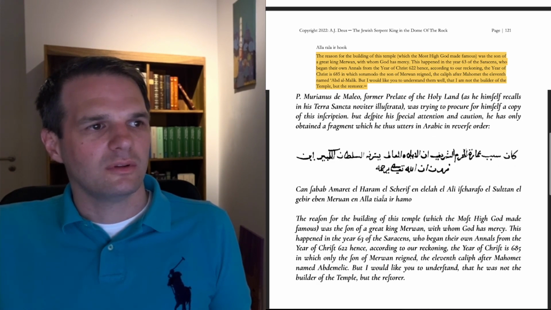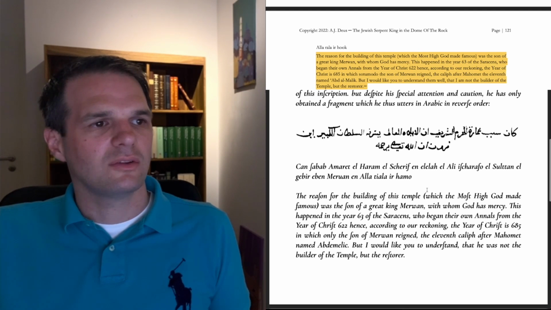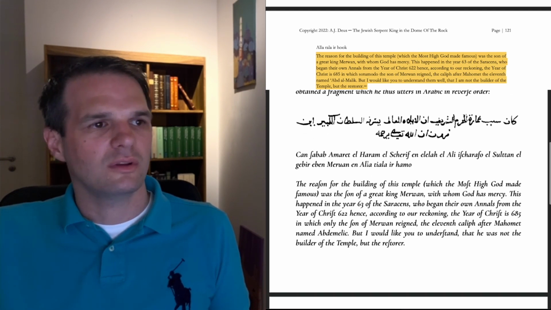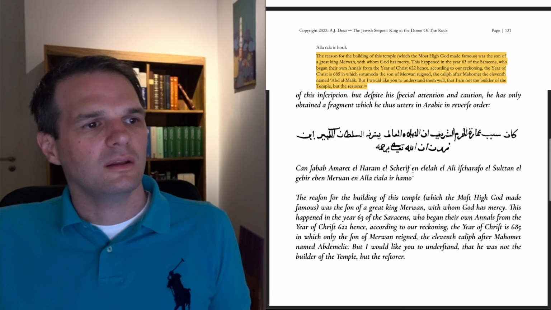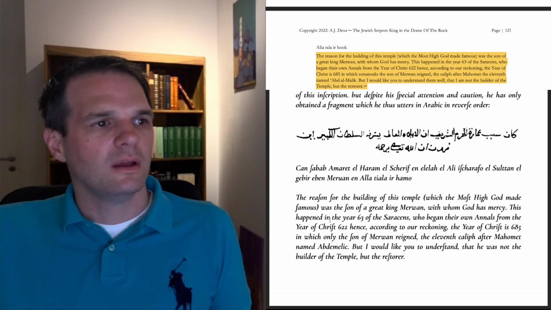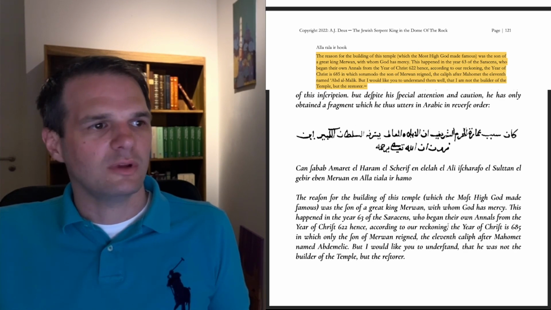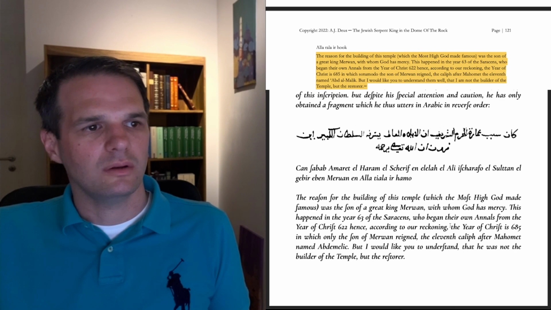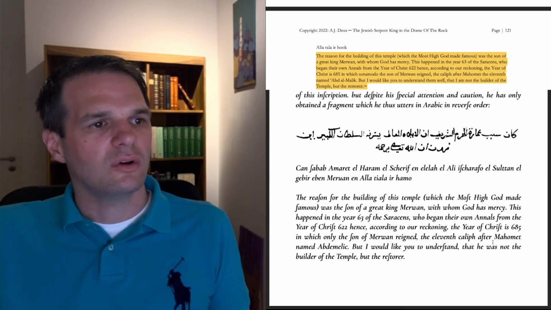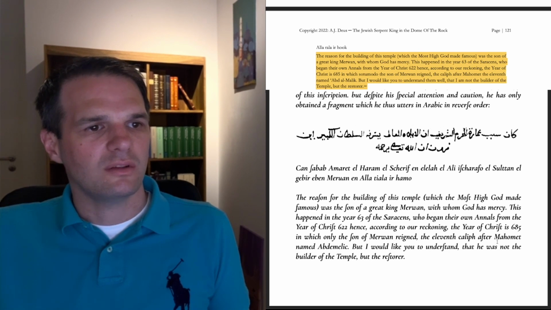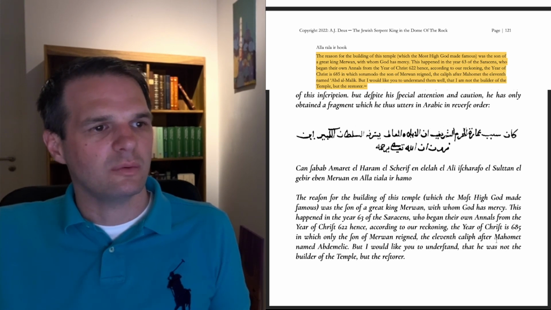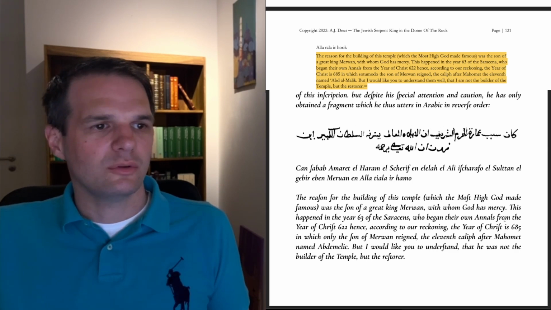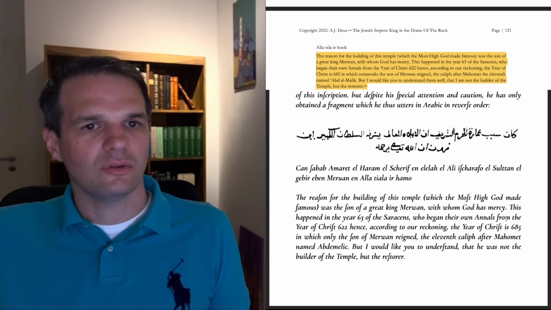Then comes the Arabic text. Then here is the way it's pronounced using Latin, and then the translation that follows. The reason for the building of this temple, which the Most High God made famous, was the son of a great king, Marwan, with whom God has mercy. This happened in the year 63 of the Saracens, who began their own annals from the year of Christ 622. Hence, according to our reckoning, the year of Christ is 685, in which only the son of Marwan reigned, the 11th caliph after Muhammad, named Abd al-Malik. But I would like you to understand that he was not the builder of the temple, but the restorer.